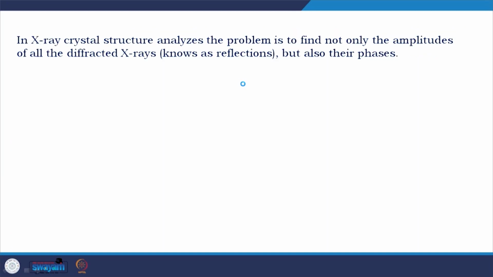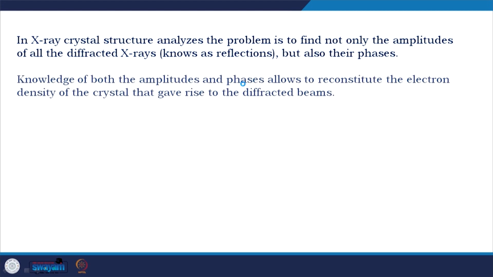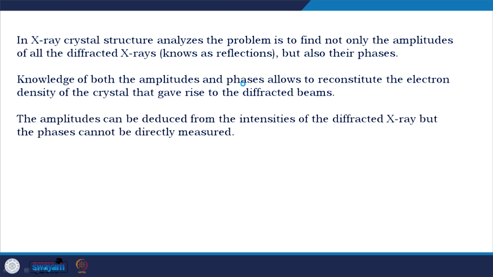In X-ray crystal structure analysis, the problem is to find out not only amplitude of the diffracted X-rays known as reflection, but also their phases. So, we need these two things, we need the amplitude as well as phase. Knowledge of both amplitude and phase allows to reconstitute the electron density of the crystal that give rise to the diffracted beam, which will convert it to model. The amplitudes can be deduced from the intensities of the diffracted X-ray, but the phases cannot be directly measured.